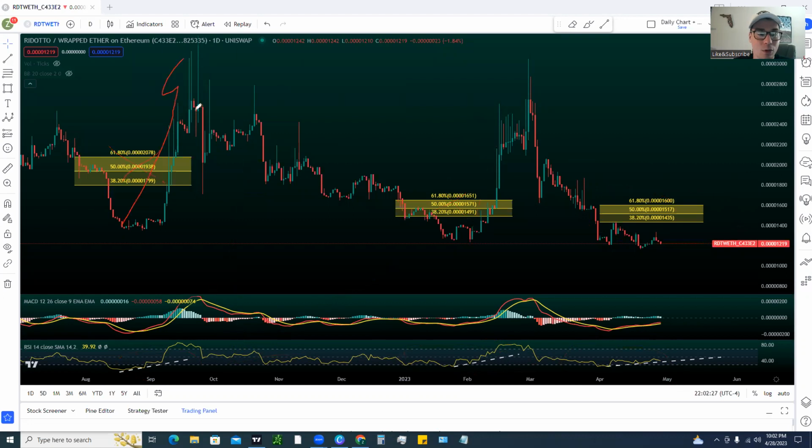You can see each time we broke through these major levels, that's when we actually got the very strong push up. So if that's going to repeat its pattern, we could end up seeing a very big move here in Ridotto sometime soon. So we're going to break that down, go over everything.